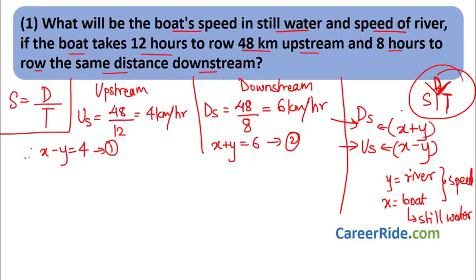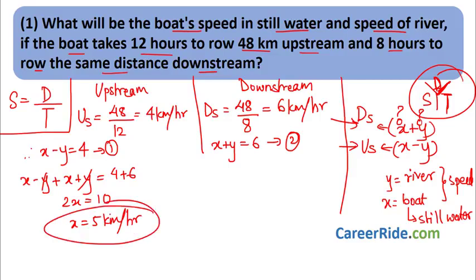Now we have to find value of x as well as y. So let's add these equations. What do we get? x minus y plus x plus y equal to 4 plus 6. So this gets cancelled to 2x equal to 10, x equal to 5 kilometers per hour. What is x? X is the speed of boat in still water. Now let us find out y. Put the value of x in any equation, this or this. Let us put in equation number 1.